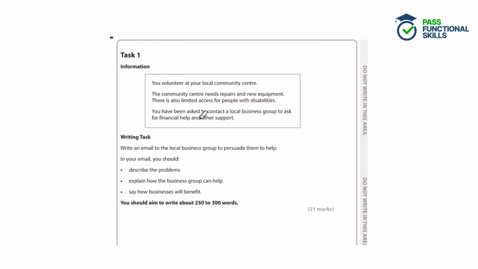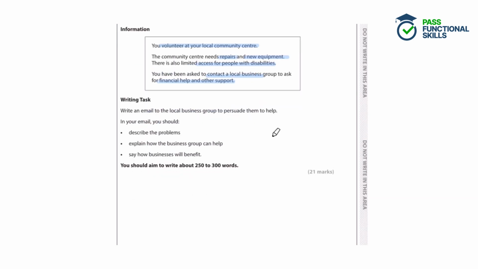So you need to sort of step into this role as a volunteer at your local community centre, and you need to contact a local business to ask for financial help and other support in order to deal with these problems. So we need repairs, we need new equipment, and we need to consider accessibility issues. So we need to fix those. Your task is to write an email to the local business group to persuade them to help. In your email, you should describe the problems, explain how the business group can help, and say how businesses will benefit.